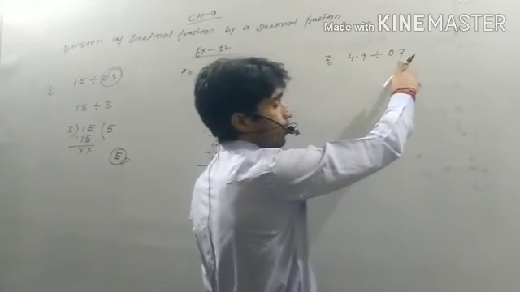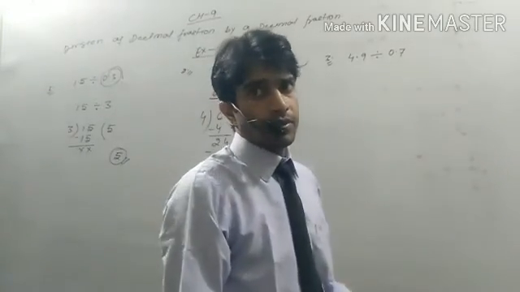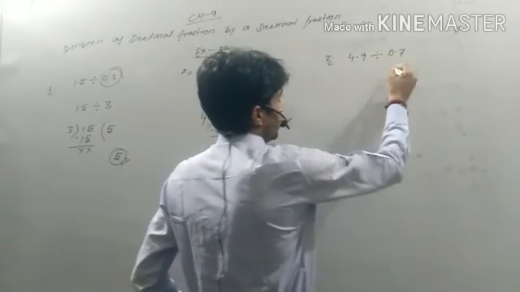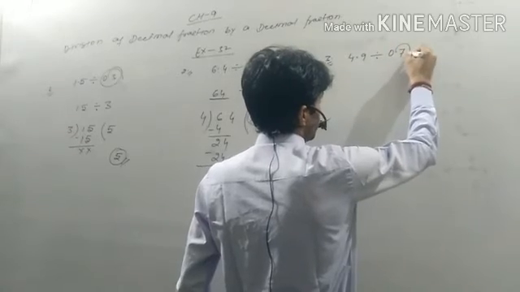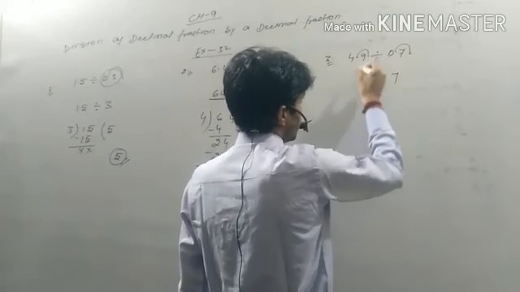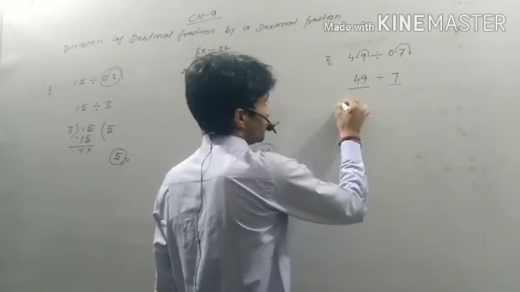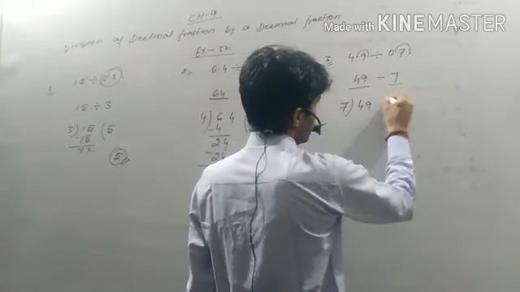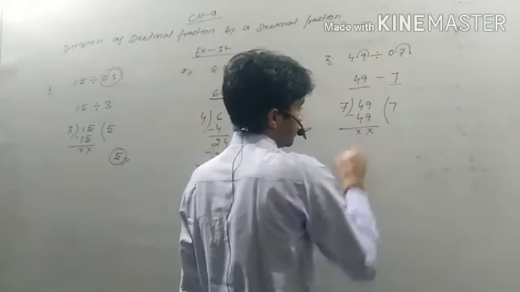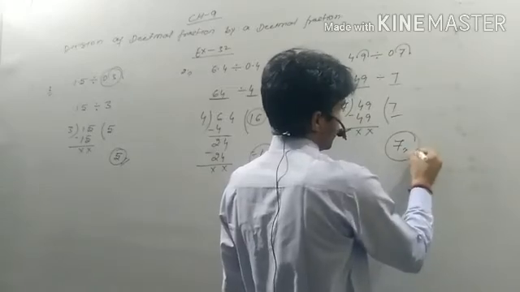4.9 divided by 0.7, and both have one place of decimal. By shifting the decimal after one place to change into a whole number. The decimal shifts here and the decimal shifts here. So this is 7 and this is 49, the new divisor and new dividend. Now 7 divides 49, and 7 sevens are 49. Now subtract, this is cancelled and this is cancelled. So 7 is our required answer. Is it clear?